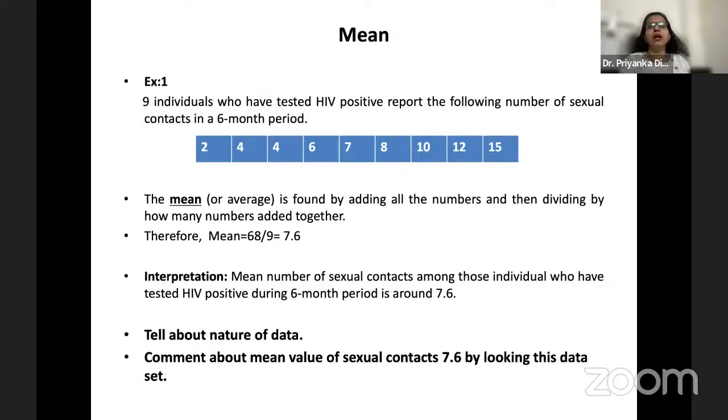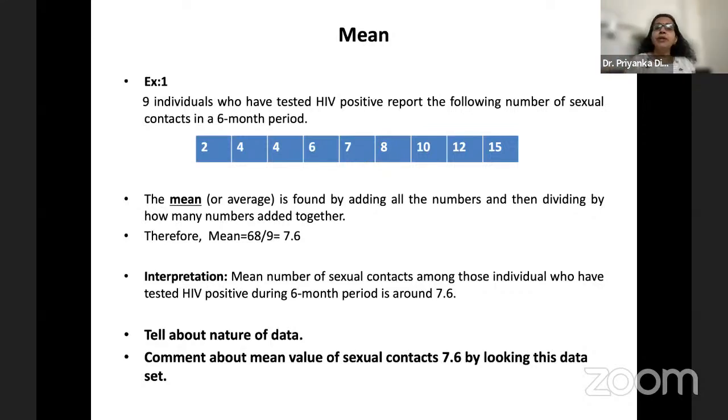What is the formula? It is summation xi divided by n. What is summation xi? Xi is nothing but the values of the different people. So x1 is 2, x2 is 4, x3 is 4. So these are the x values. I am going to add all these values: 2 plus 4 plus 4 plus 6 plus 7 up to 15.